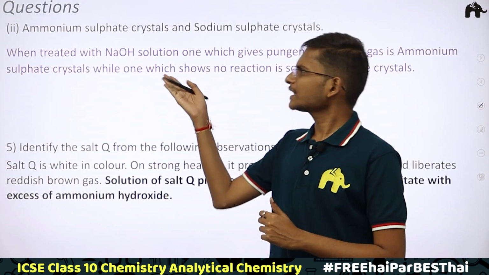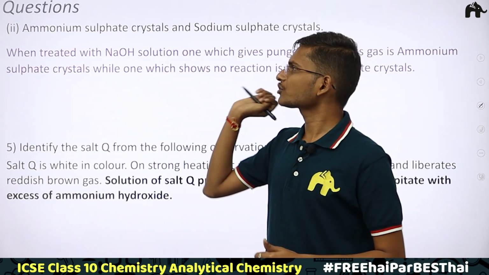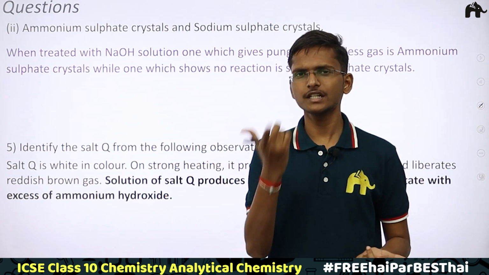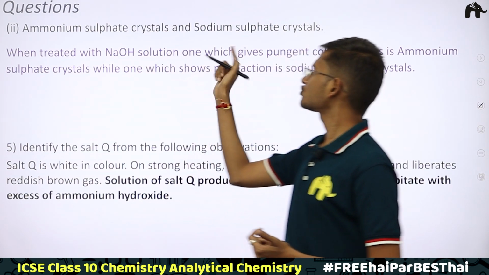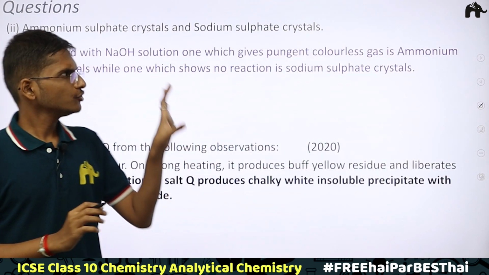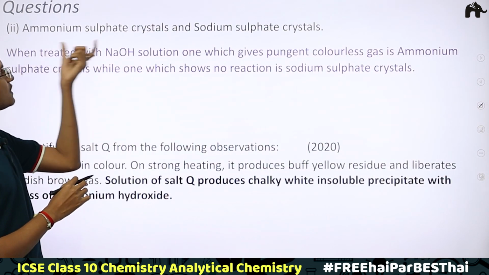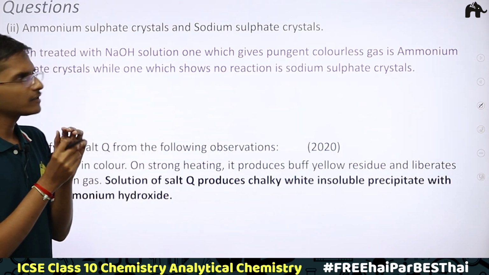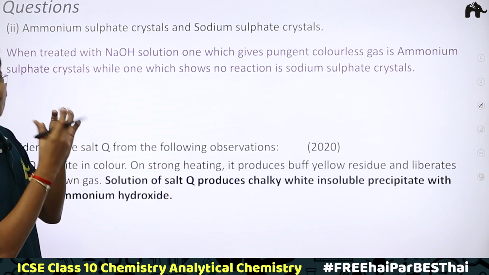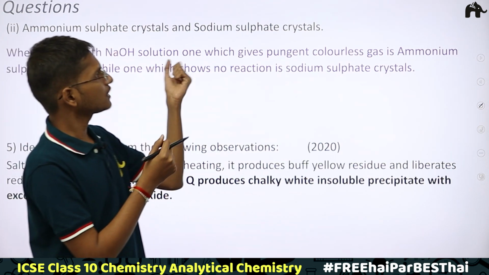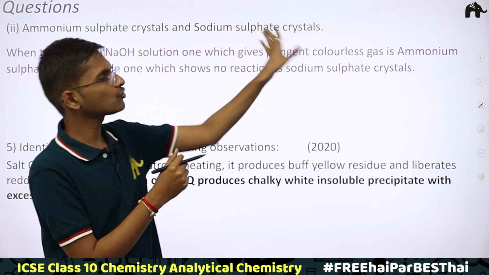Okay. So now another question of the same type, the next question. We are having another two pairs of compounds. We now have to distinguish with the help of a reagent. So ammonium sulfate crystals, sodium sulfate crystals. Now you have seen that ammonium sulfate crystals and sodium sulfate crystals. So we have to just think which reagent would give us some reaction with ammonium sulfate, and that same reagent should give a different reaction with sodium sulfate.